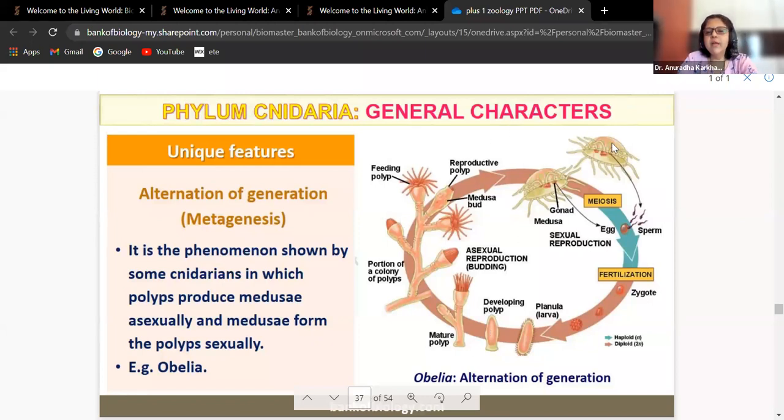So the polyp will give rise to medusa. Medusa will give rise to polyp. So there is alternation of generation. Just as in case of plants, sporophyte gives rise to gametophyte, gametophyte gives rise to sporophyte. In the same way, here polyp gives rise to medusa, medusa gives rise to polyp. Okay? Any confusions, my dears? Of cnidarians' unique characteristics, we have seen three. So you have to remember all of them, but they are easy, of course.